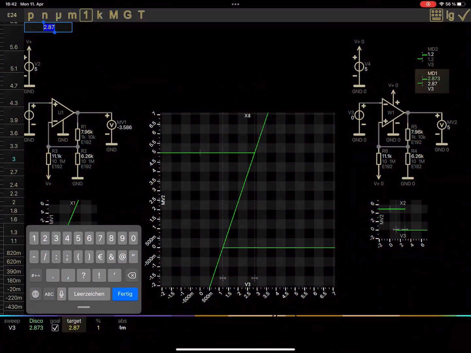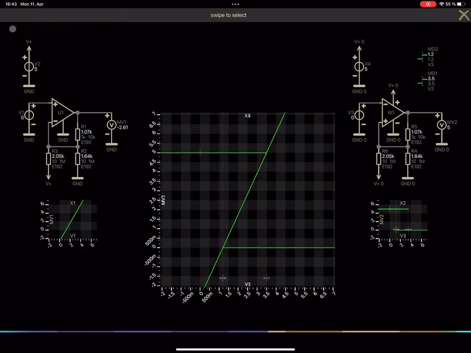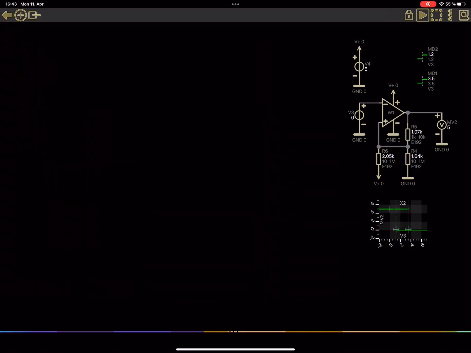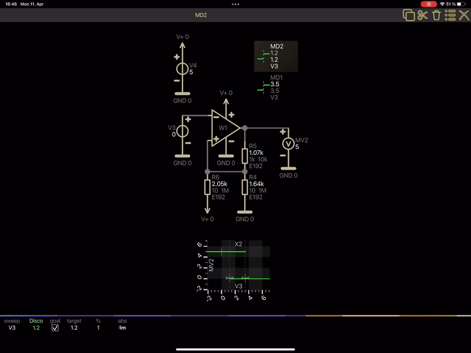We can use the disco symbols to measure the actual switching voltages or to directly define them as design targets. In the latter case, we don't need the operational amplifier circuit anymore. For the finish, one last hint regarding disco measurements.